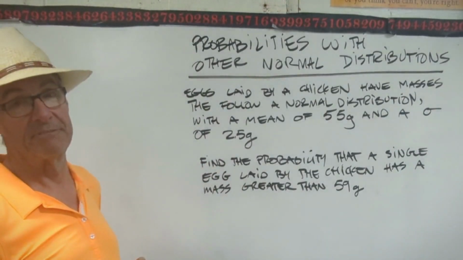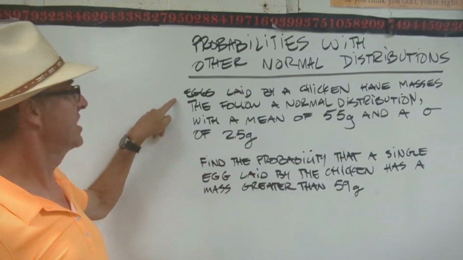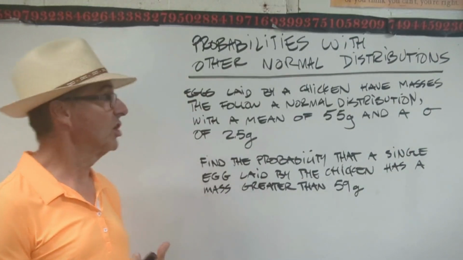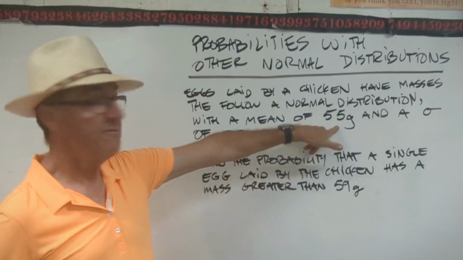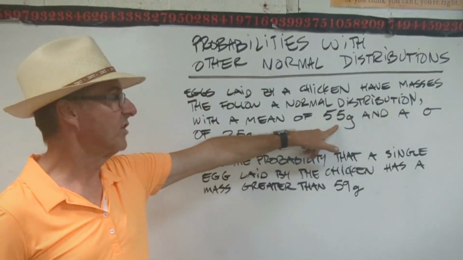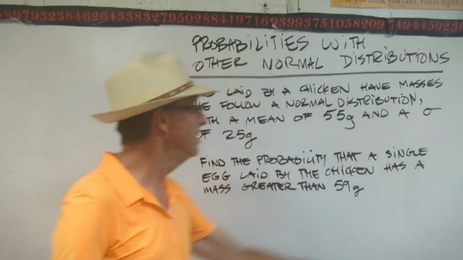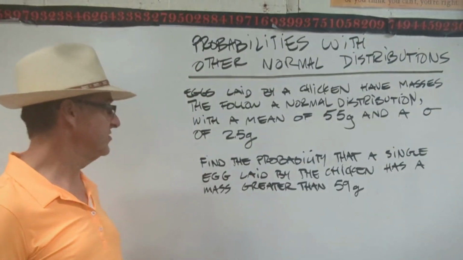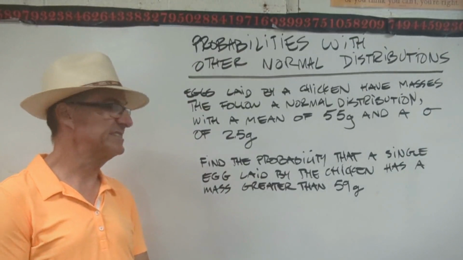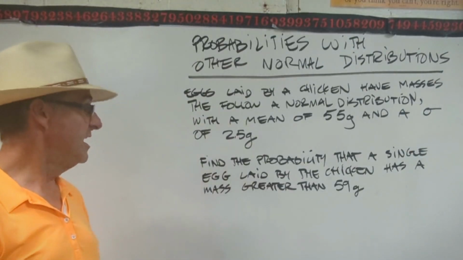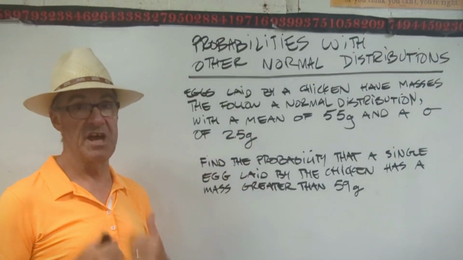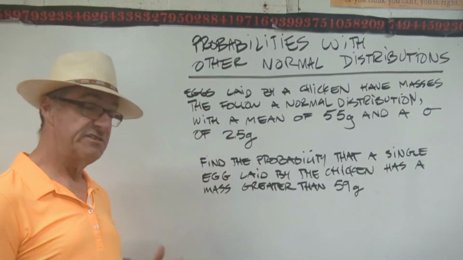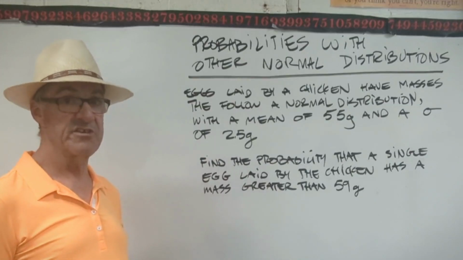We have this chicken and it lays eggs. Eggs laid by a chicken have masses that follow a normal distribution, so they follow that bell-shaped curve with a mean of 55 grams. So the average is 55 grams and a standard deviation, a sigma, of 2.5 grams. Okay, so here we have our scenario. Here's our question. Find the probability that a single egg laid by the chicken has a mass greater than 59 grams. So you have enough information right now to pause the video, pull out your calculator, and do this calculation.